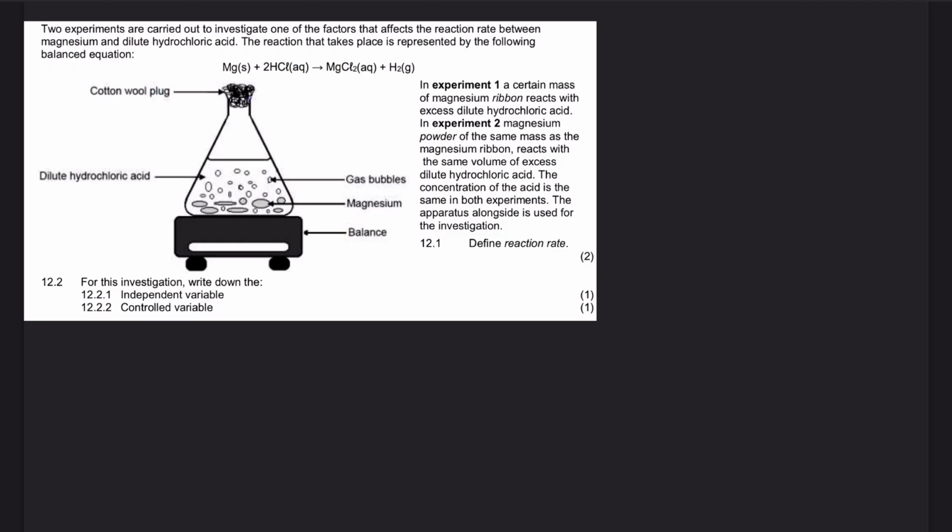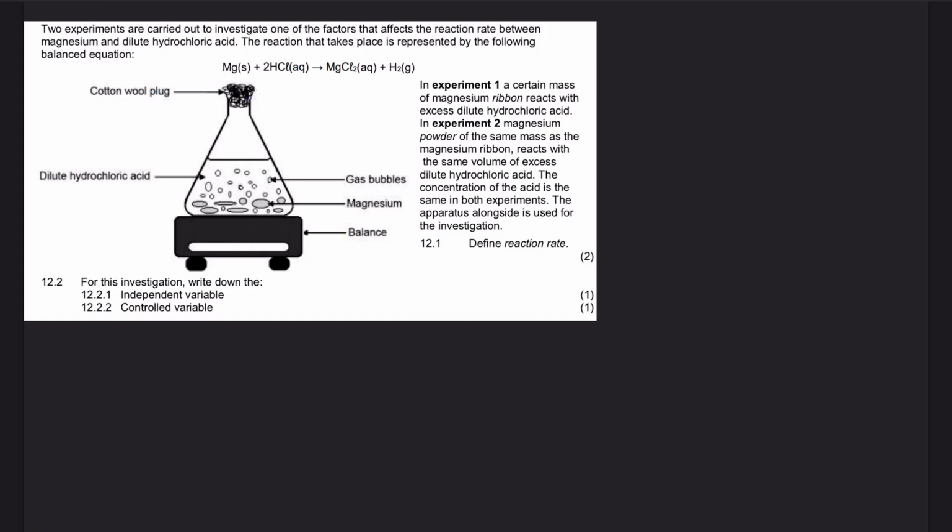The question reads, two experiments are carried out to investigate one of the factors that affects the reaction rate between magnesium and dilute HCl. The reaction that takes place is represented by the following balanced equation. So they give us a diagram that basically explains how this reaction is conducted.